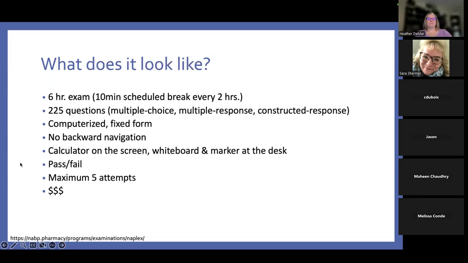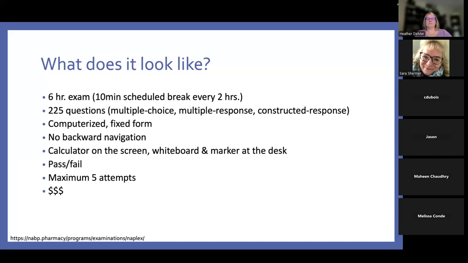The NAPLEX itself, again, I took the exam a few years ago. That may be the same for those of you who are tuning in, or even longer. But these days it's a 6-hour exam, which is a long time. It is simultaneously very long, and also it goes by in the blink of an eye. There are scheduled breaks every 2 hours where the candidate may get up and leave and use the restroom or get a quick bite from the locker. It is 225 questions and they are fixed.